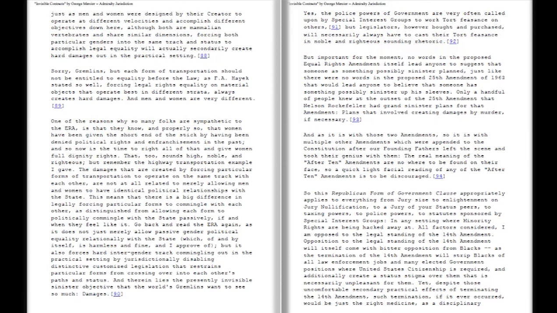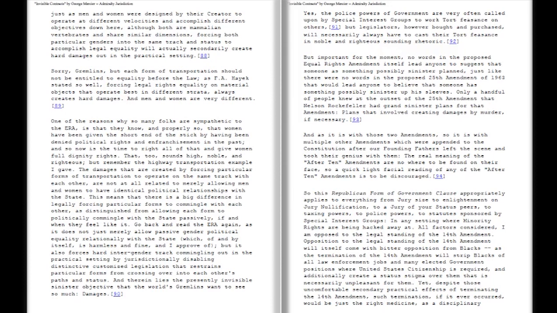The damages that are created by forcing particular forms of transportation to operate on the same track with each other are not at all related to merely allowing men and women to have identical political relationships with the state. This means that there is a big difference in legally forcing particular forms to commingle with each other, as distinguished from allowing each form to politically commingle with the state passively, if and when they feel like it.